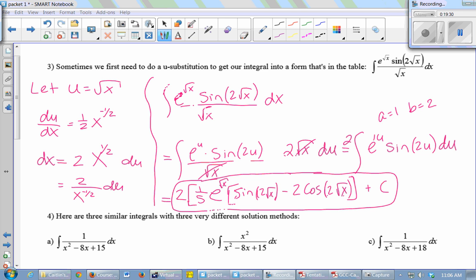That 2 in the very front came from this 2, which was in front of the whole integral, which came from this 2 that popped in when I did the u substitution, because dx was 2 times the square root of x. Just that.